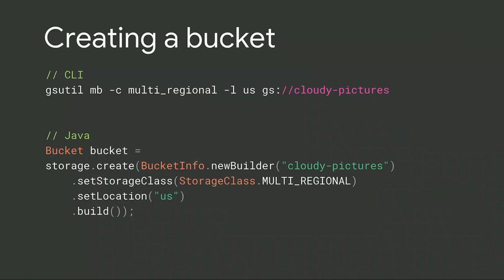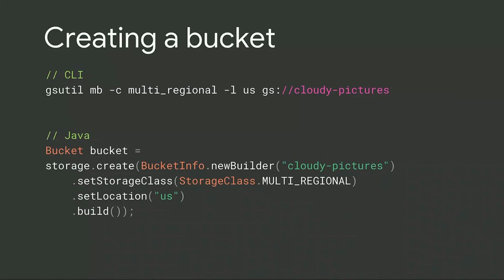All right. So we're going to start with creating a bucket. A bucket is a unique root endpoint, so to say, that you have to create to be able to store some data. When you create a bucket, you define things like the storage class and the location where your bucket lives. In this case, as you can see here, I have two examples. Either you use our CLI, gsutil, you make a bucket, you define the storage class. In this case, it's multi-regional, and then my storage is cloudy-pictures.